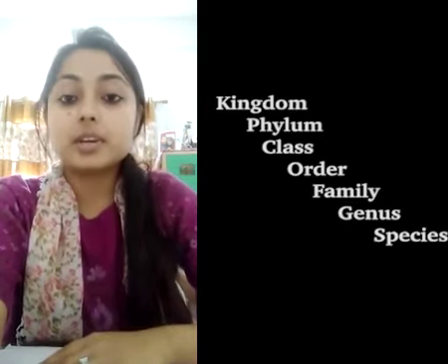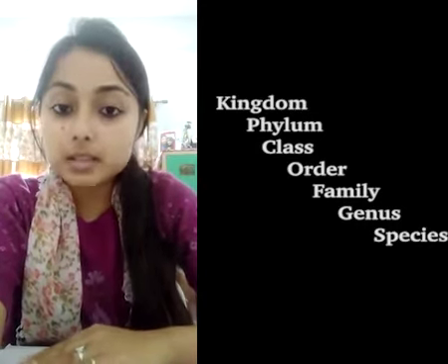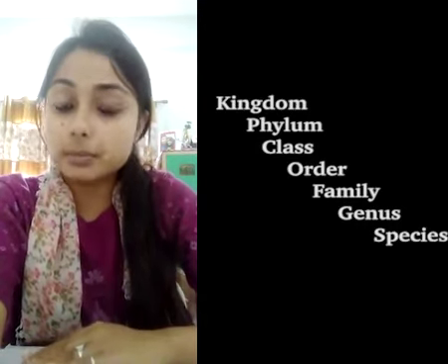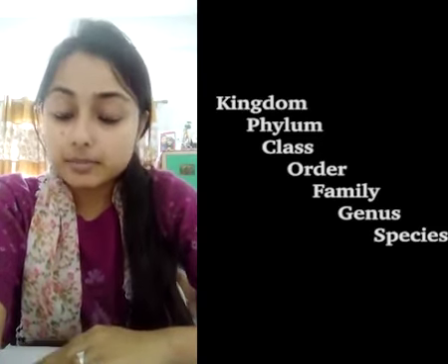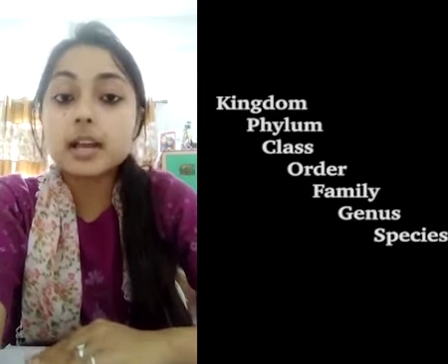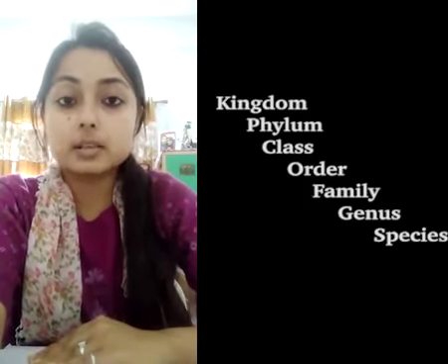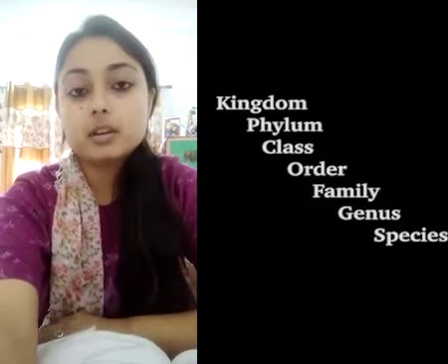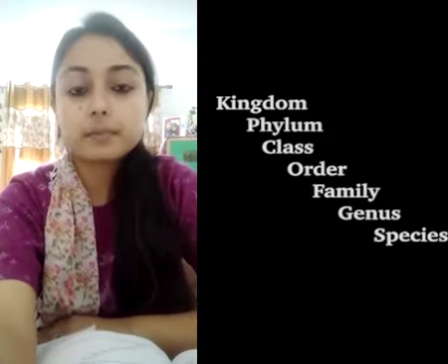So what is classification? Classification refers to the scientific and systematic grouping of diverse animal forms on the basis of their similarities and dissimilarities. I repeat, classification refers to the scientific and systematic grouping of diverse animal forms on the basis of their similarities and dissimilarities. So now you know what classification is. In simple words, it is the grouping of animals by their common features.